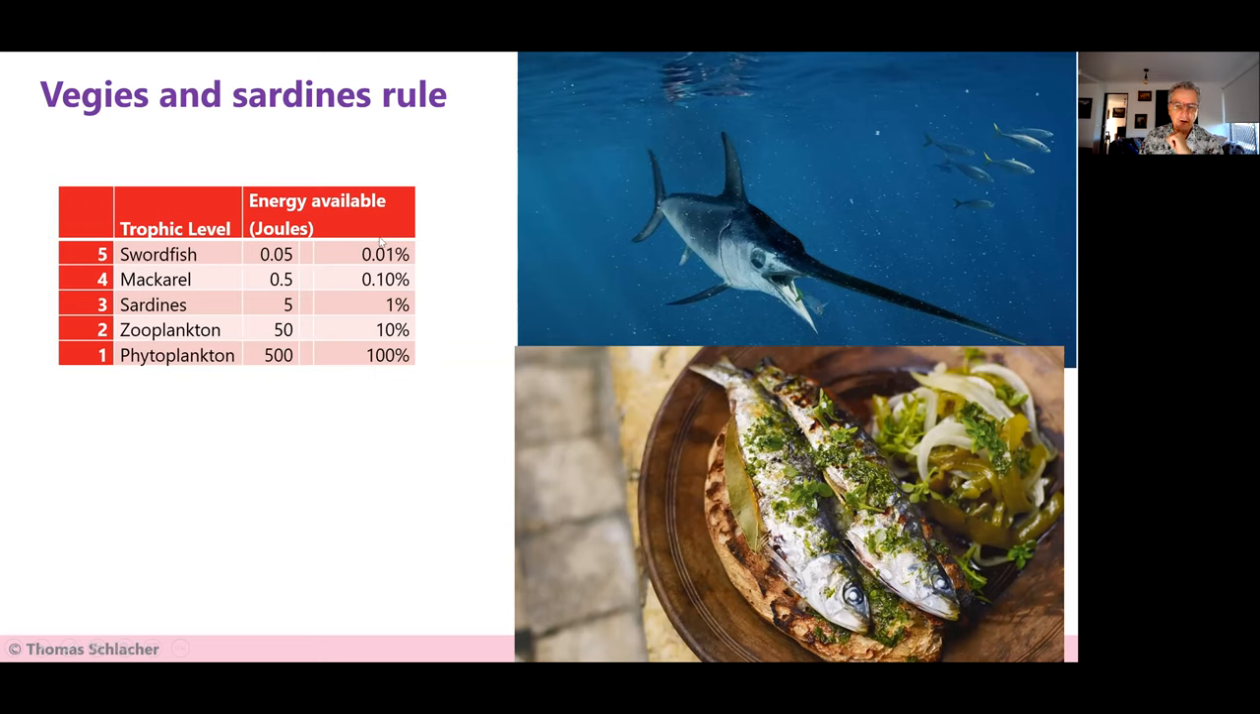That means that 99.9%, almost all the energy originally fixed during photosynthesis by phytoplankton has been lost from the system. So it's an incredibly wasteful way to go about it. Sardines, you still do not do terribly better. You should actually really eat phytoplankton or zooplankton, but you know that's maybe one step too far.